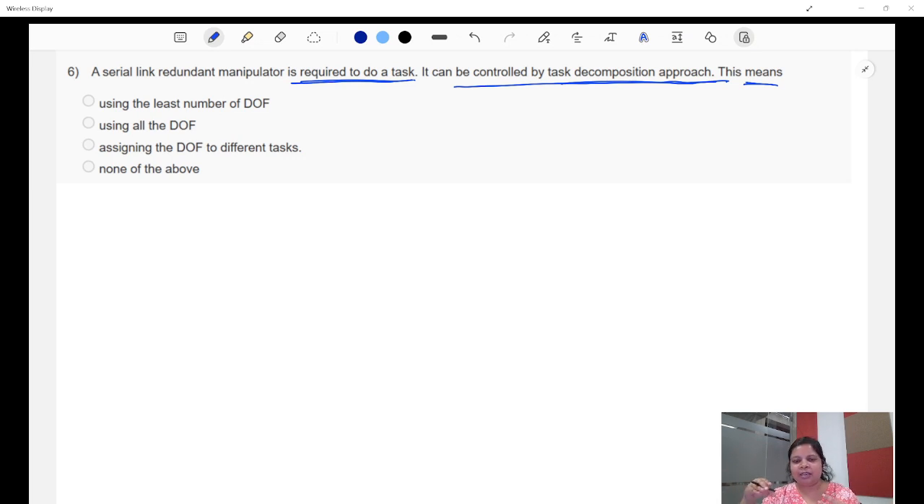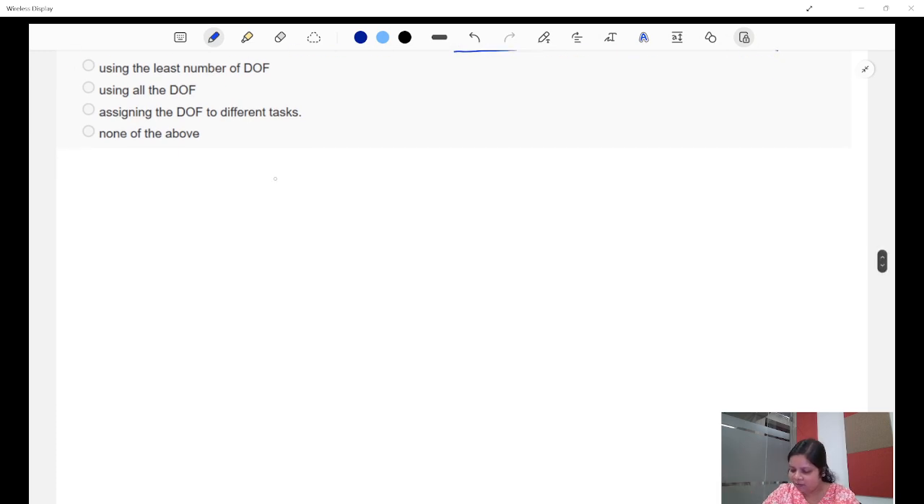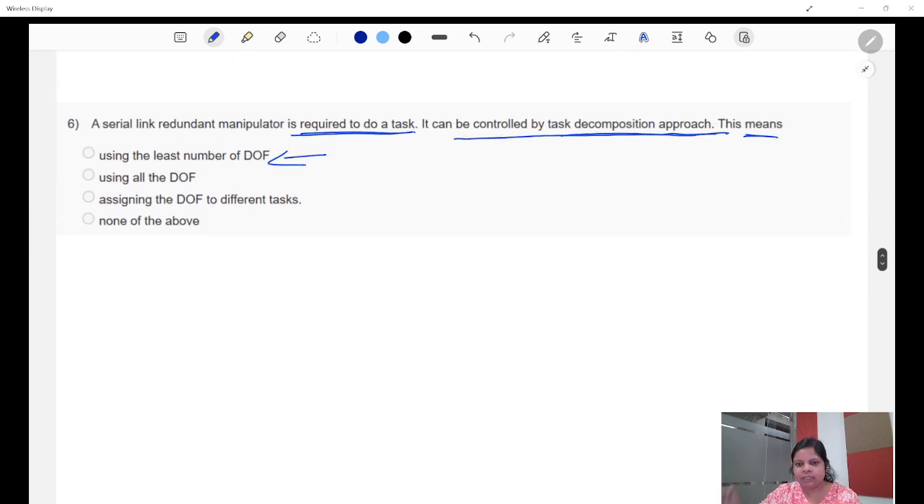So this approach allows efficient utilization of redundancy by prioritizing tasks and assigning the DOF accordingly. What is the task required and what degrees of freedom you need corresponding to that given task? If you have the least number of degrees of freedom, then it would be incorrect. And why would it be incorrect? Because redundancy involves using extra degrees of freedom and definitely not minimizing them.